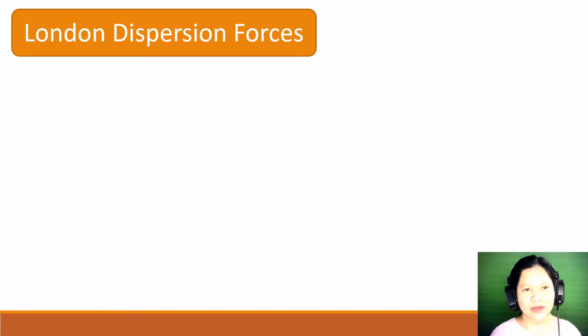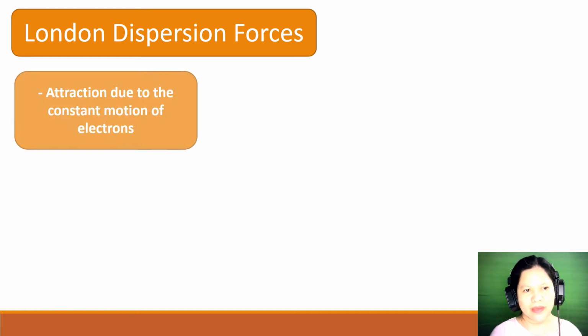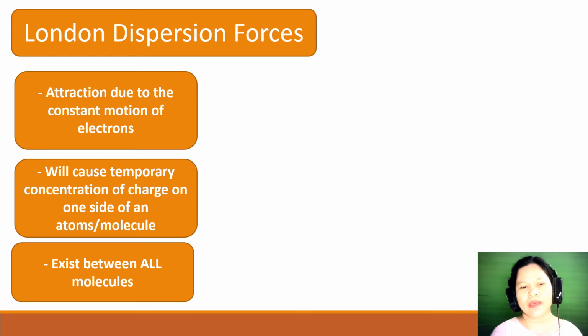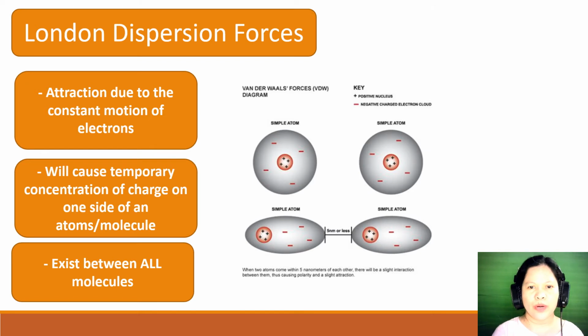Okay, the last one is the London dispersion forces. This is an attraction due to the constant motion of electrons. Sometimes it causes temporary concentration of the charge on one side of the molecules or atoms. Sometimes it also exists between all molecules. It is named after a German physicist, Fritz London. Or we call this one van der Waals forces, or VDW.